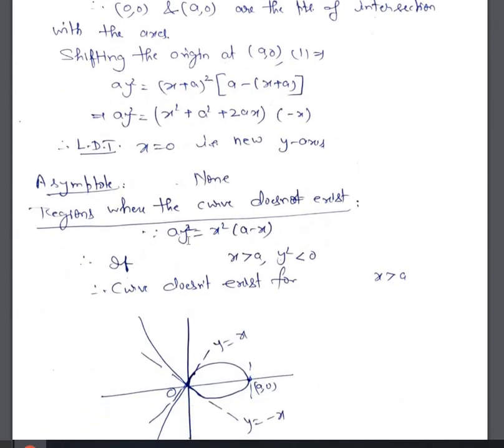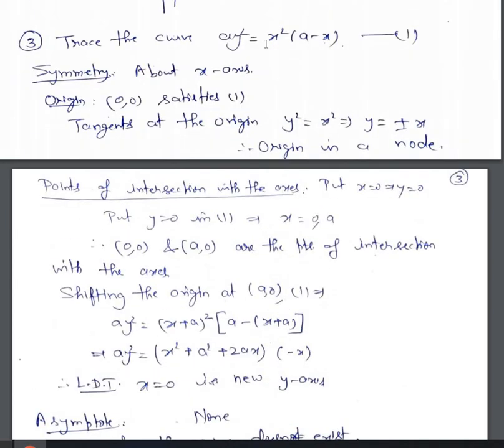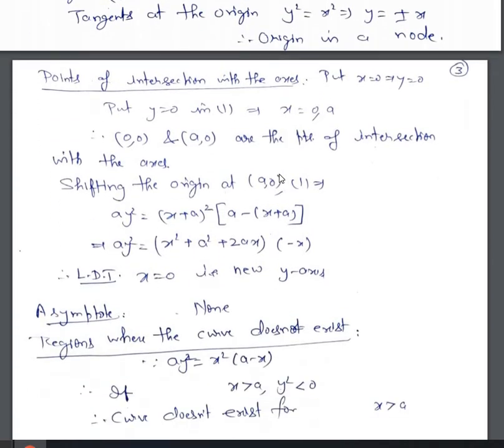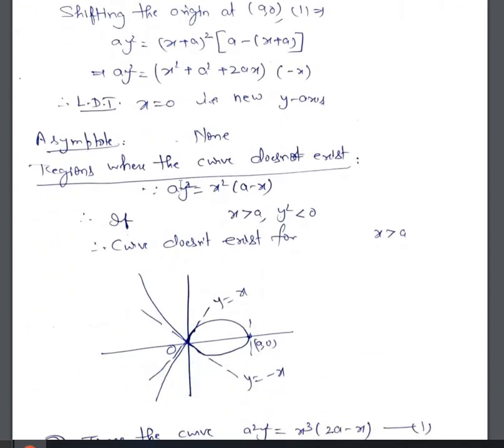There is no asymptote because the coefficient of highest power of x as well as the coefficient of highest power of y, both of them are constants, so there are no asymptotes. Regions where the curve does not exist: because the equation of the curve is ay square is equal to x square into a minus x, you can see that if x is greater than a, then y square is negative. That means the curve does not exist when x is greater than a.